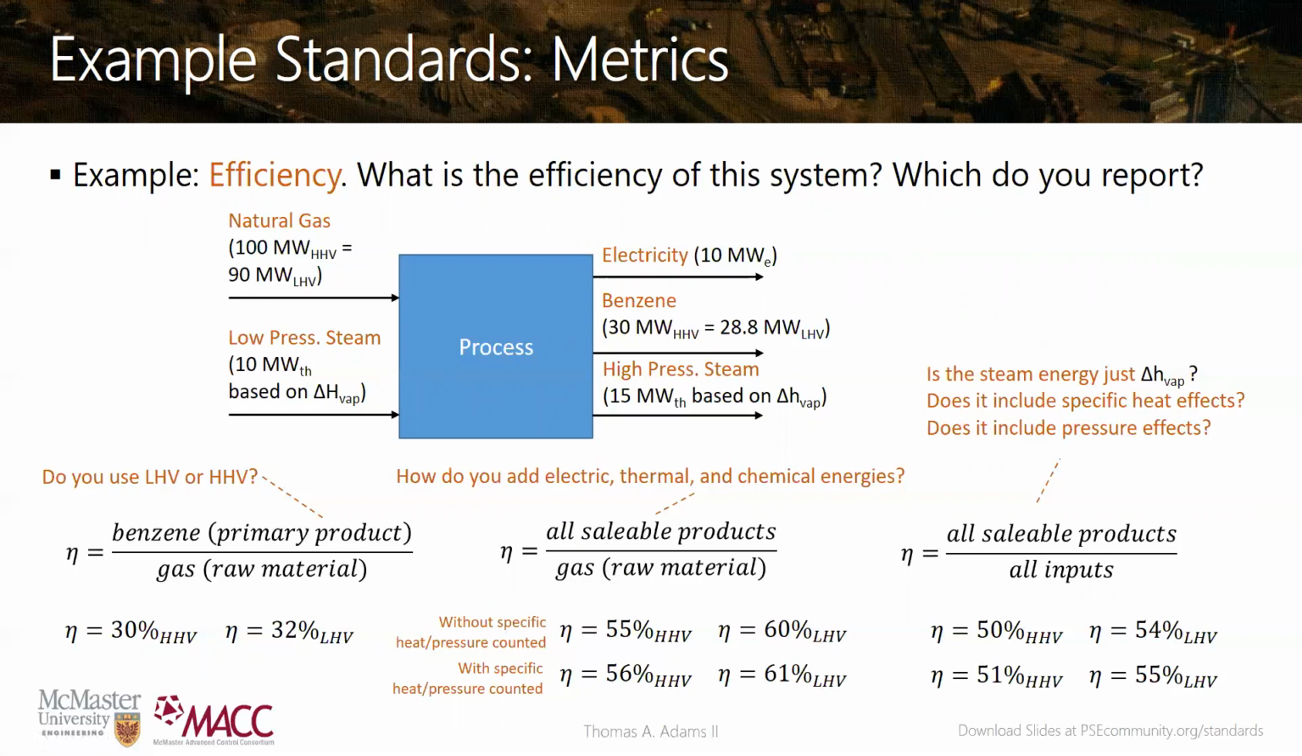All right, I can think of at least 10 different ways of defining that efficiency. Are we using higher or lower heating values? Do we count the electric and thermal energy? Is the pressure of the steam counted, or just its latent heat? Are we talking about the pressure of that natural gas, the chemical energies and everything? Is the chemical energy the chemical value of that benzene or not, or the energetic value? You can think of many, many ways to compute that efficiency. We just need to pick one, right? Or at least we could define multiple and make it very clear what those definitions are.